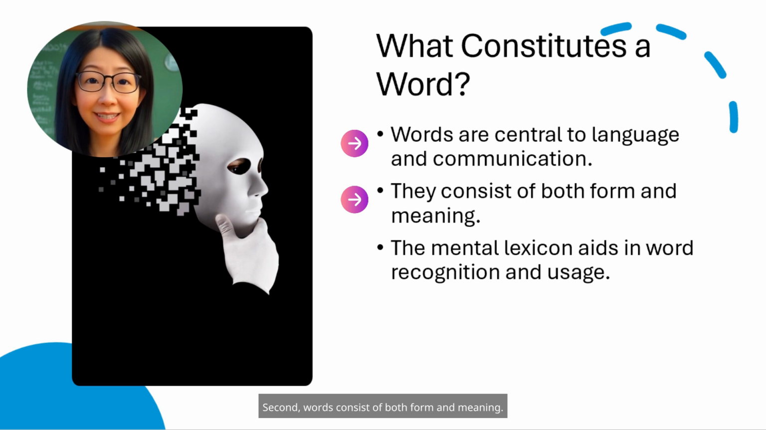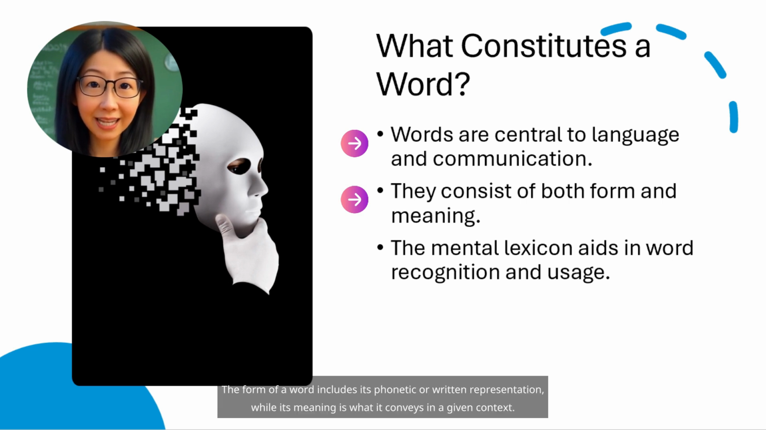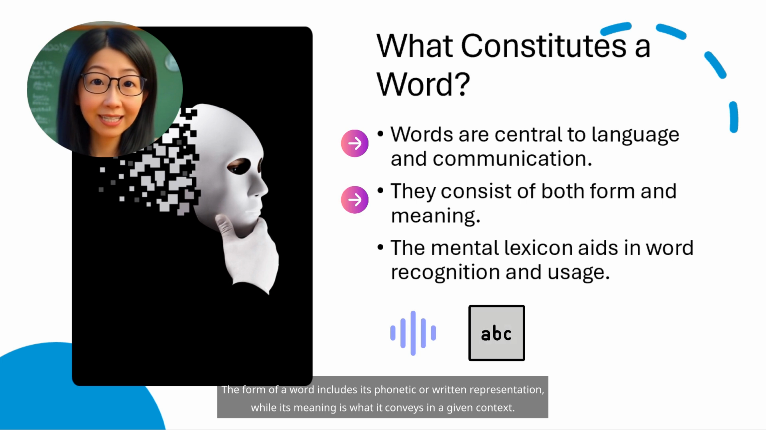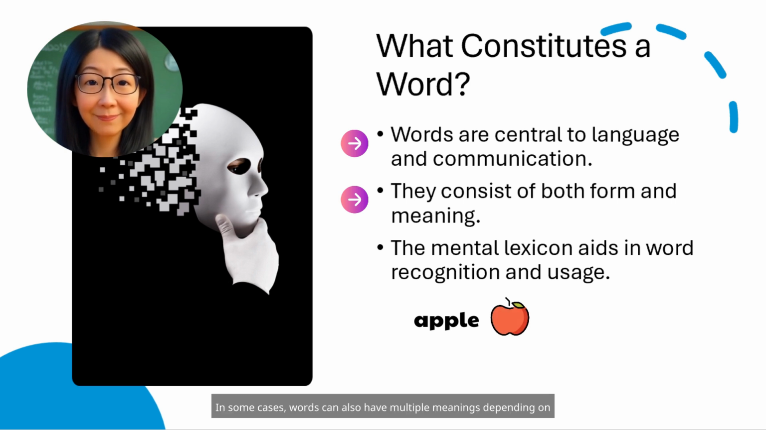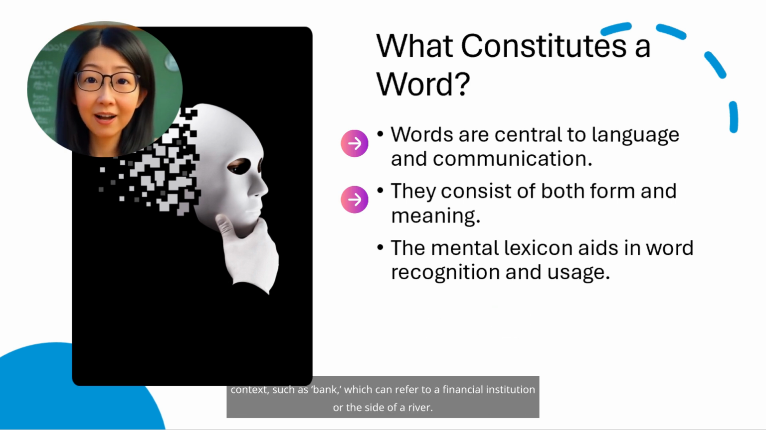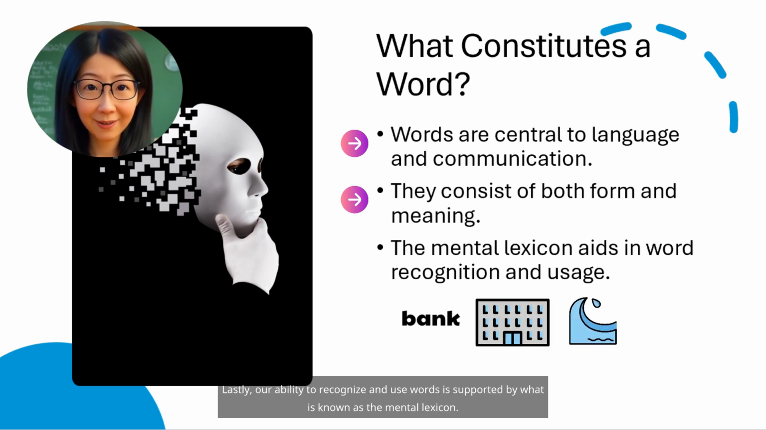Second, words consist of both form and meaning. The form of a word includes its phonetic or written representation, while its meaning is what it conveys in a given context. For example, the word apple has a specific sound and spelling, but it also carries meaning as a type of fruit. In some cases, words can also have multiple meanings depending on context, such as bank, which can refer to a financial institution or the side of a river.